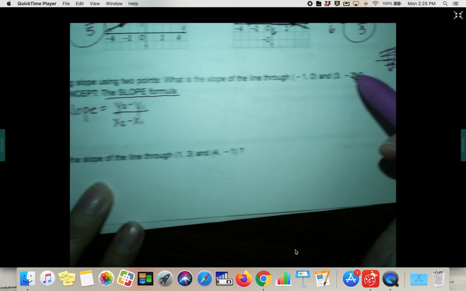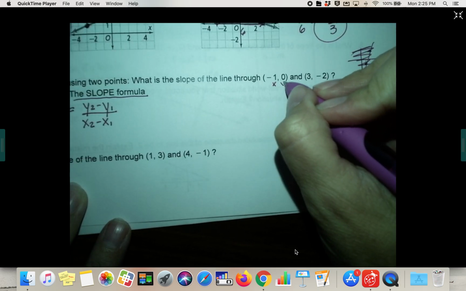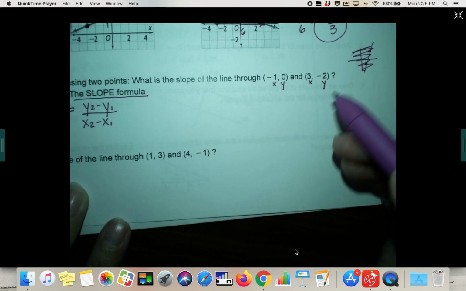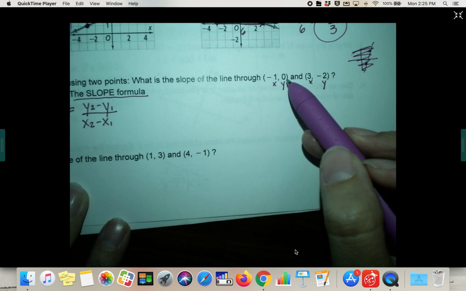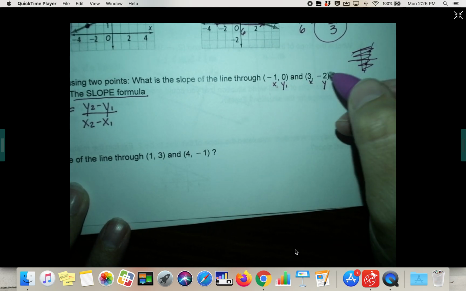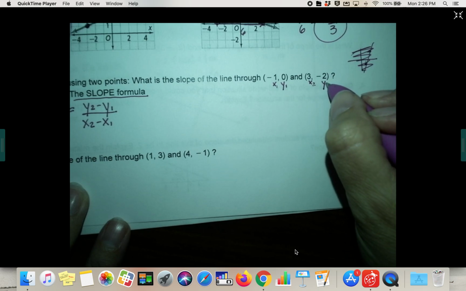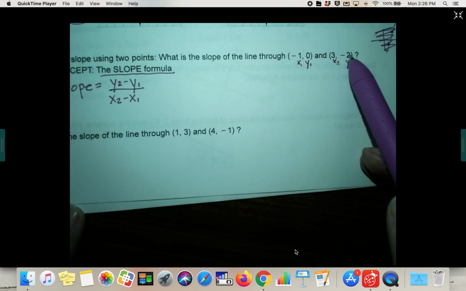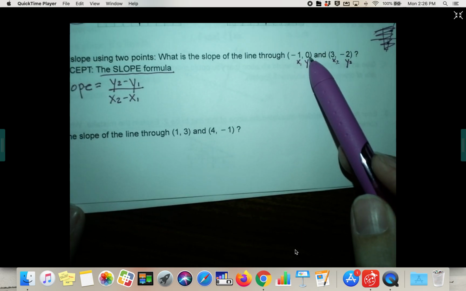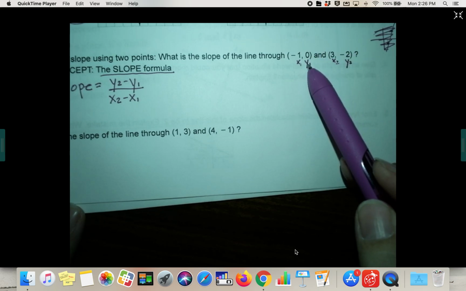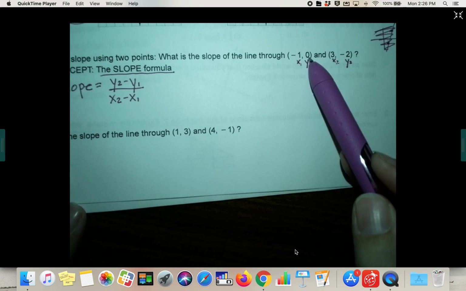If you're looking at your coordinates, you know this one is x and this one is y, hopefully. But what you may not have realized is that your first set of coordinates are your 1s, because they're the first ones, and your second set of coordinates are the 2s, because they are your second ones. So when you subtract, you're going to take your last one and subtract your other one. You're going to subtract the 2 y's. So y2 minus y1, so negative 2 minus 0.